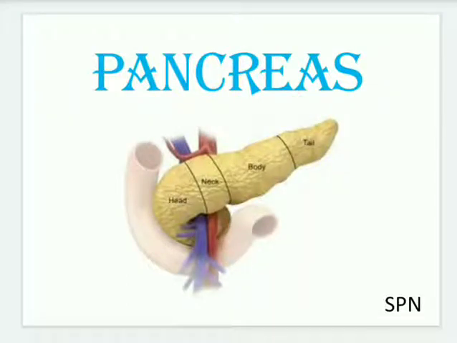Hello physios, moving on to the next topic in abdomen volume 2, the pancreas. The pancreas is both an exocrine and endocrine gland. It is present at the L2 L3 vertebral level.